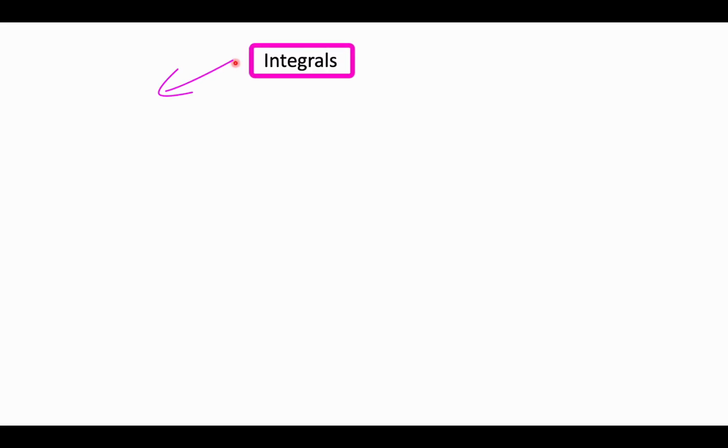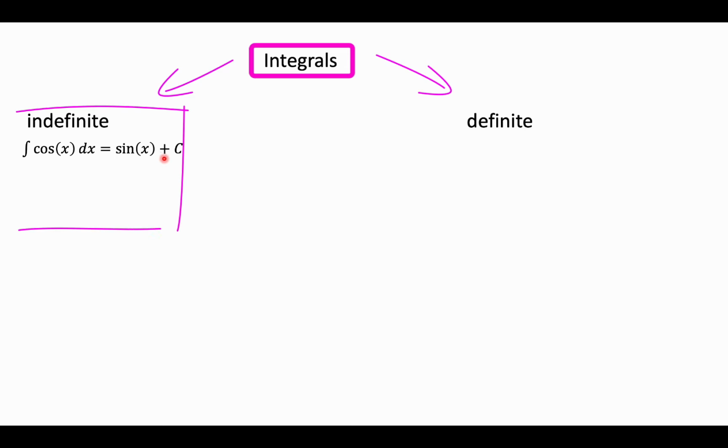Integrals can be indefinite or definite. Here we have an example of an indefinite integral of the function cosine x dx. To evaluate this, we need to find one antiderivative of the function cosine. We know that sine is an antiderivative of cosine, so this indefinite integral is simply equal to one antiderivative, sine x, plus c, where c is any constant.